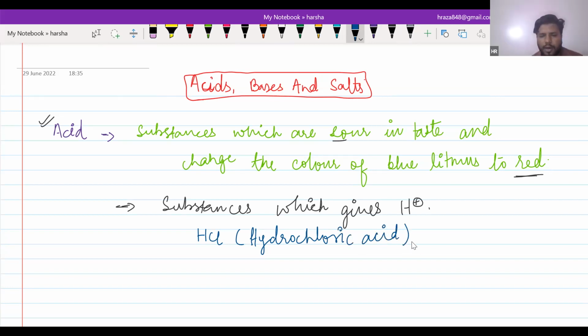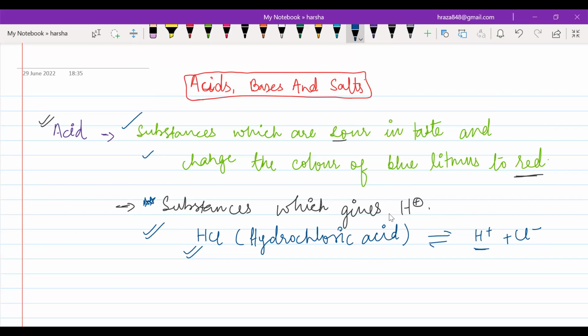So you can see, if you dip hydrochloric acid in water, it will be dissociated into H plus and Cl minus. That's why HCl is an acid, because it gives H plus. So any substance which gives H plus is called acid. You will study about this in higher classes. So please remember, apart from these two definitions of acid, sour in taste and changes blue litmus to red, it is also important to learn that substances which give H plus are called acid. Is that clear, everyone? Yes, sir.